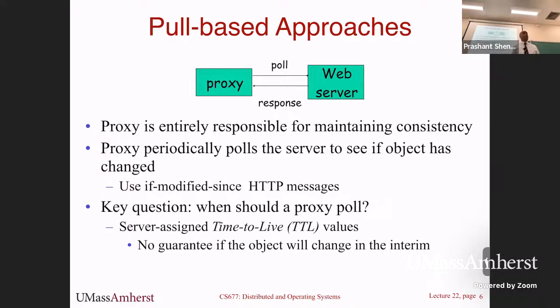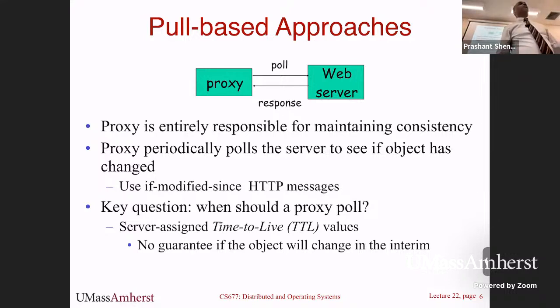Every so often or periodically, the proxy is going to poll the server, saying, I have this web page, has it changed? Okay. The server can reply with a yes or a no. Yes will basically mean that you now have to invalidate your cache. No means that the cached content is still correct. Okay. And as it turns out, this polling can actually be done by a simple HTTP GET message.